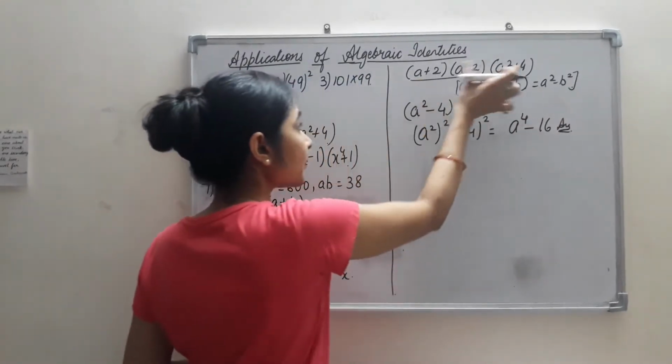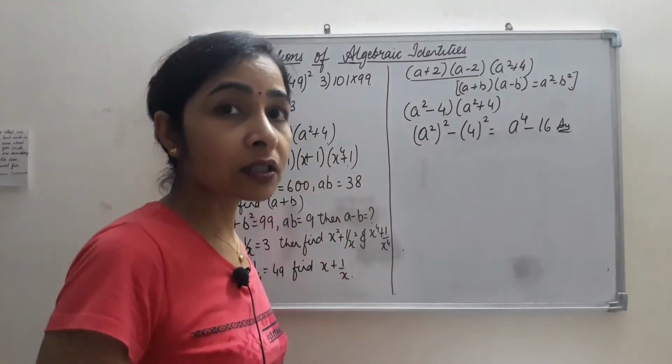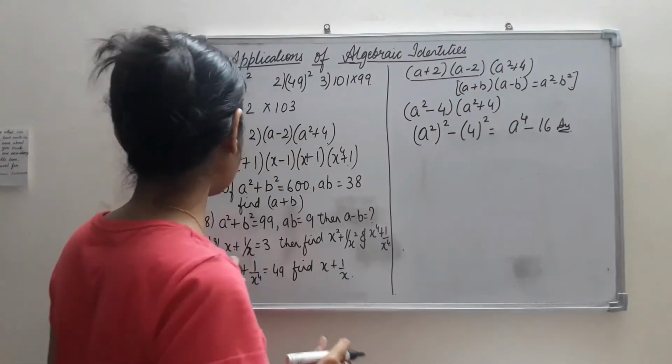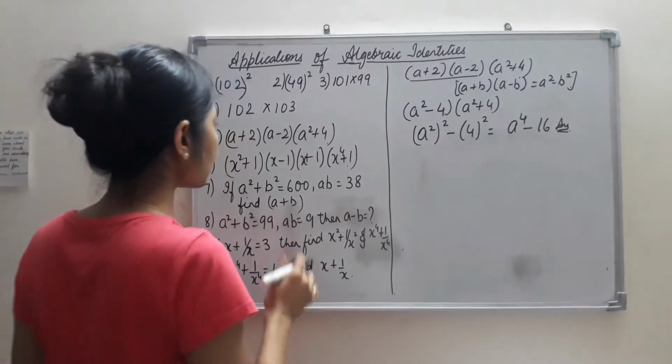So first we multiplied these two and then we multiplied this. Okay, now the next question. Here also we are having somewhat similar example.